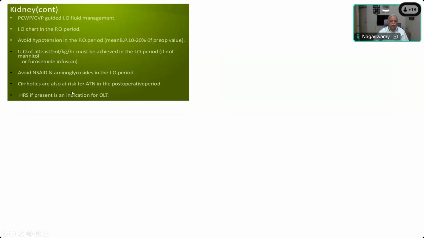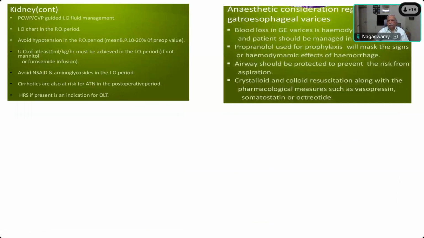Avoid NSAIDs and aminoglycoside group of drugs. Cirrhotics also have a risk of acute tubular necrosis in the postoperative period. And HRS is also an indication for liver transplantation.